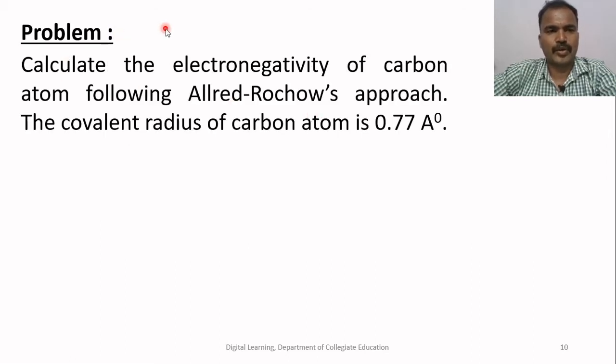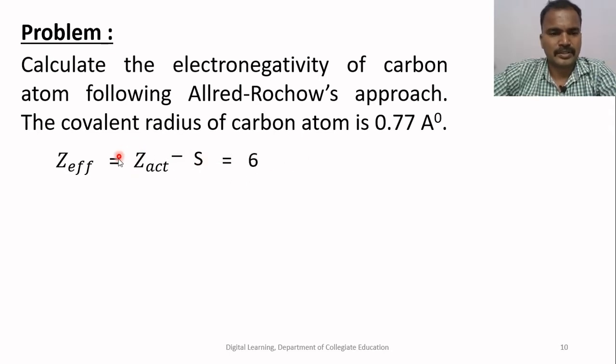Let us consider a problem. Calculate the electronegativity of carbon atom following Allred Rochow approach. The covalent radius of carbon atom is 0.77 angstrom unit. You consider this equation. Effective nuclear charge is equal to Z actual minus S. So the actual nuclear charge will be 6 minus S, and we have to calculate the value of S.